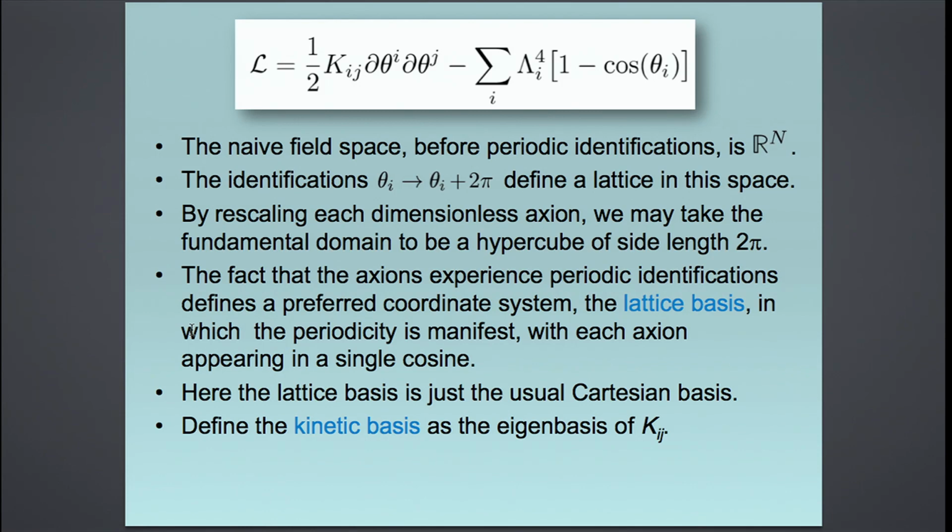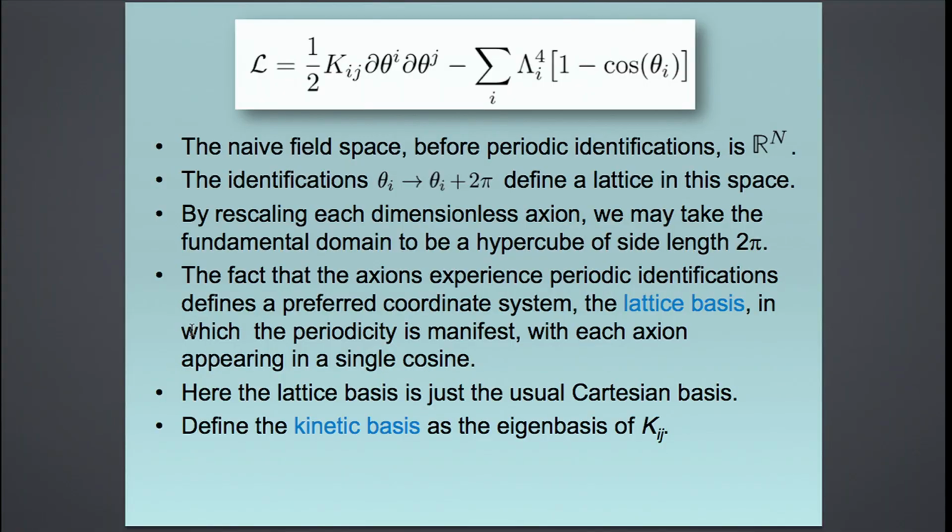So imagine there are n instanton contributions, and associate one axion to each individual instanton contribution. Call each of those axions theta_I, I equals 1 to n. And without any loss of generality, you can take each of them to have period 2 pi. So that means that the naive field space was R^n before identifications. After identifications, it's a hypercube in R^n of side length 2 pi. And that defines a preferred basis. That's the basis in which the potential is a sum of individual cosines. If you rotate, for example, to diagonalize the kinetic matrix K, then the cosines will become cosines of linear combinations of the theta fields.